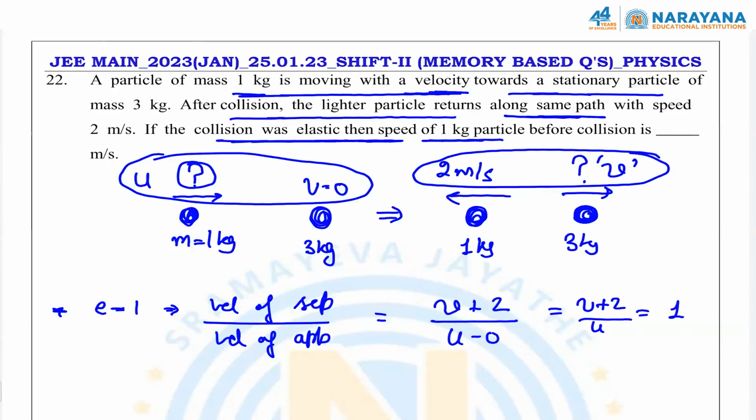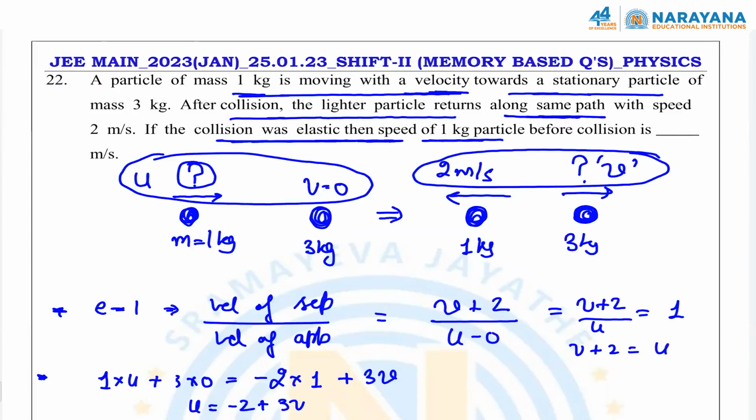That is one condition. Also, in these kind of collisions, we assume there is no external force acting, so momentum must be conserved. Initial momentum is 1 into u plus 3 into 0, and final momentum is minus 2 into 1 because it is going to the left, plus 3 into v. So I get u is equal to minus 2 plus 3v. Also, we get v plus 2 is equal to u. So v is u minus 2.